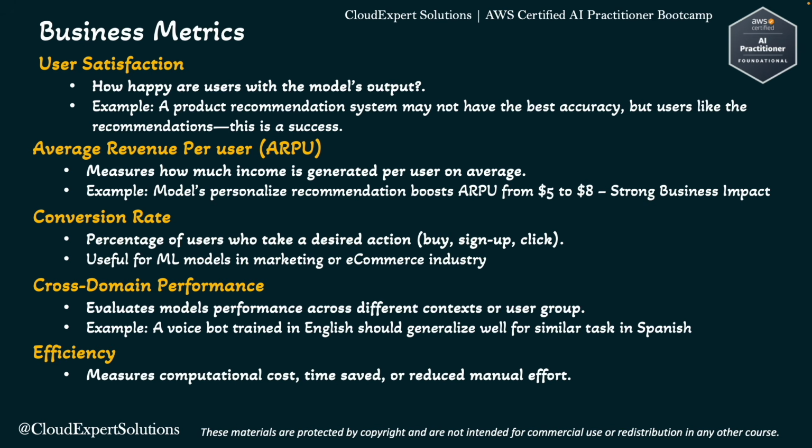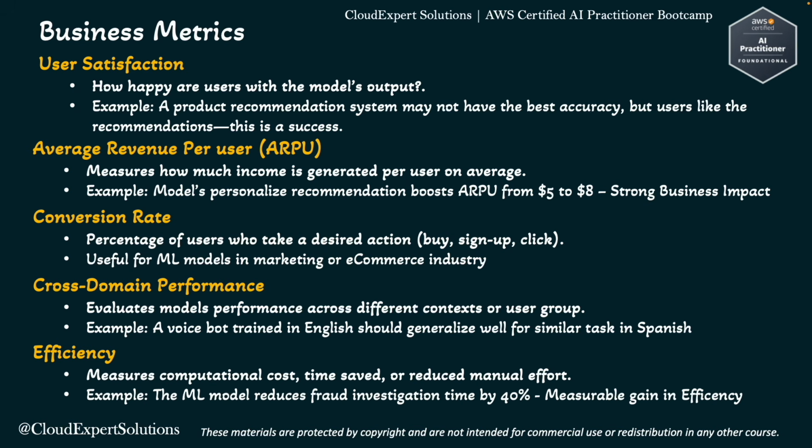And last but not least, efficiency. As the name suggests, it measures cost versus benefits. That means computational cost, time saved, or reduced manual effort by a model. As an example, if you have a machine learning model that reduces fraud investigation time by 40%, then that's a measurable gain in efficiency for your model.